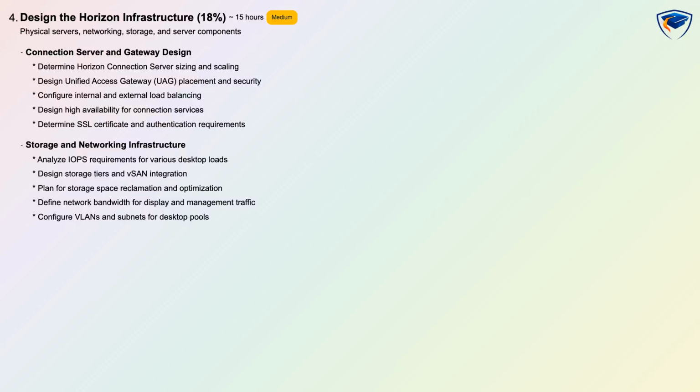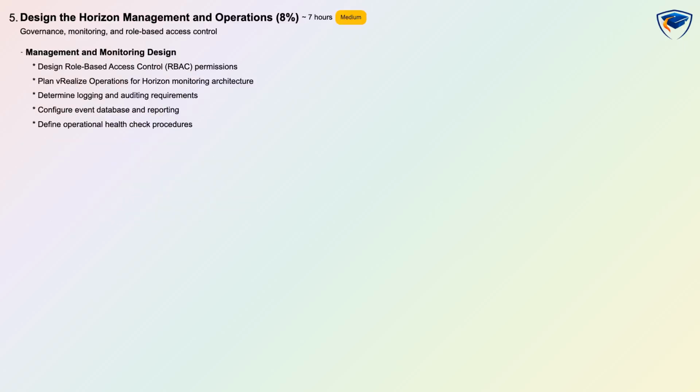Design the Horizon management and operations domain is 8%, medium difficulty, and estimated at 7 hours of study with scenario-based assessment. You will design role-based access control and permissions, plan vRealize Operations for Horizon monitoring and alerts, determine logging and auditing requirements, and configure the event database and reporting. You will also define operational health checks and runbooks so teams can maintain service levels and respond to incidents effectively.